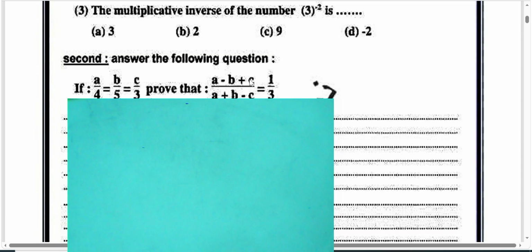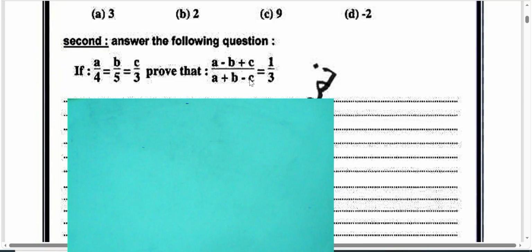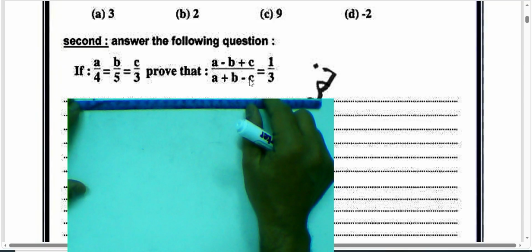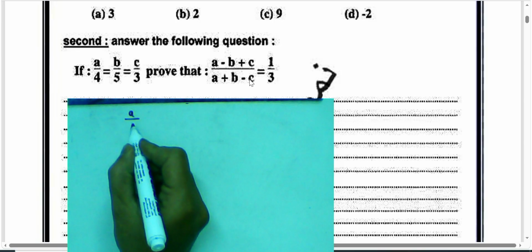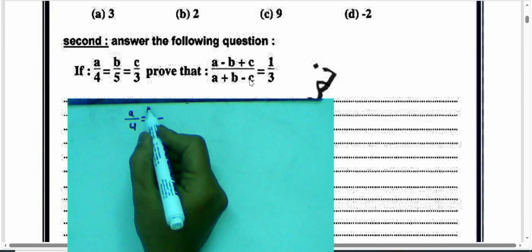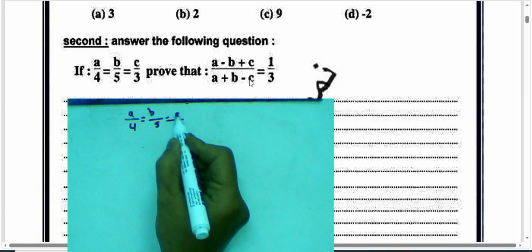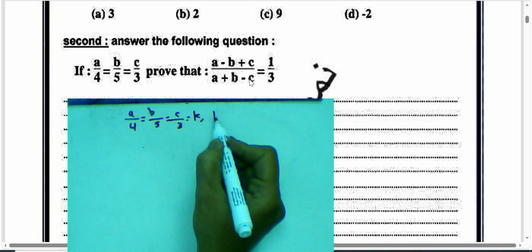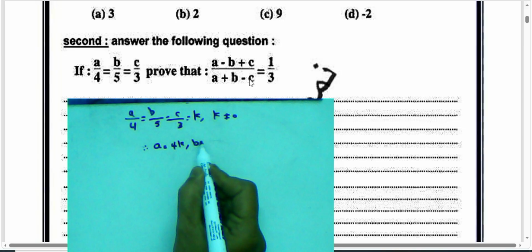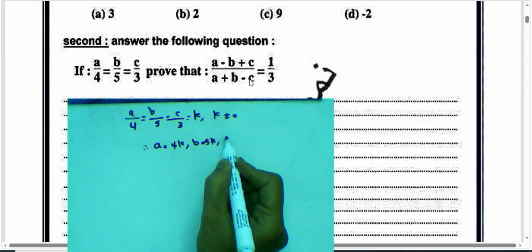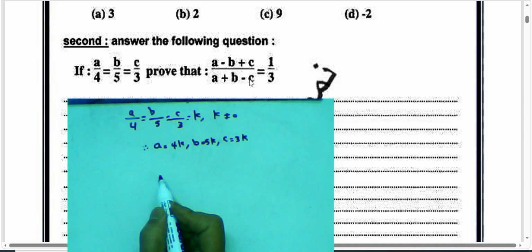Next question. If a over 4 equal b over 5 equal c over 3, prove that left hand side equal right hand side. We can put the constant here. A over 4 equal b over 5 equal c over 3. I will put the constant k, and k not equal 0, then the value of a equal 4k, the value of b equal 5k, and c equals 3k.